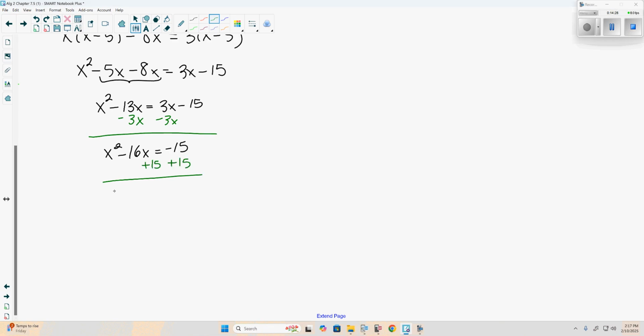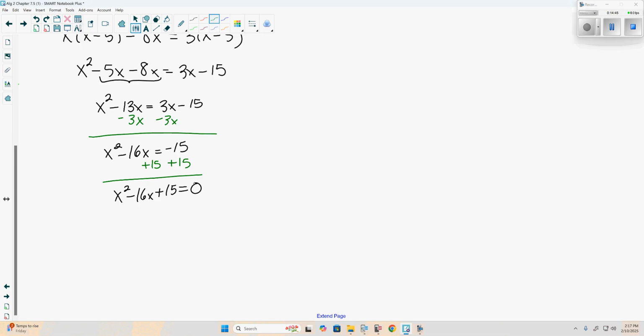Then we can add 15 to both sides, telling us x squared minus 16x plus 15 is equal to 0. Questions on this here?